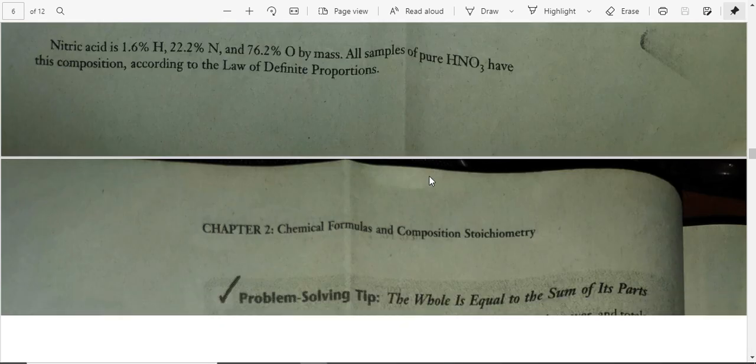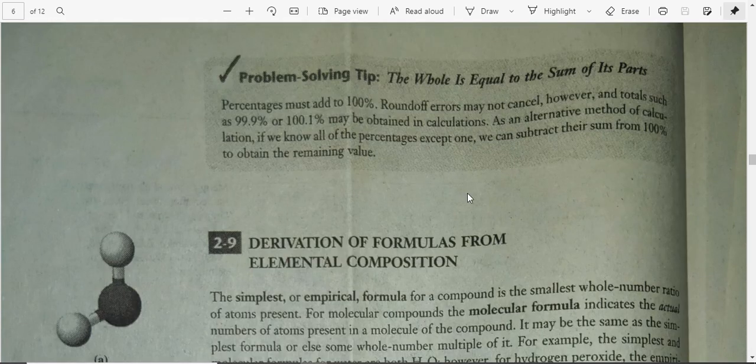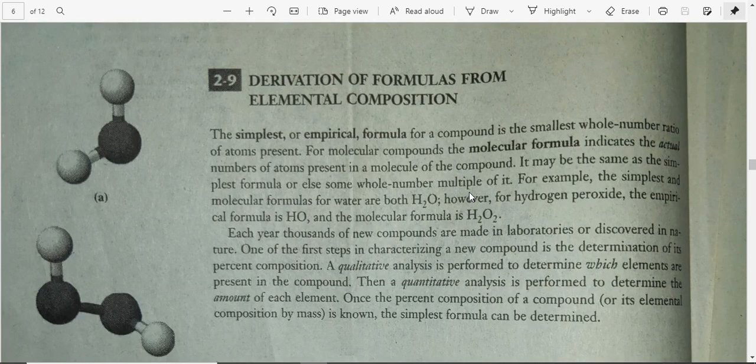Next. Okay, next yung discussion is the derivation of formulas from your elemental composition. You have your simplest formula, or yung tawag sa other name is empirical formula. Formulas of compounds with a smaller whole number ratio of your atoms for molecular compounds. And the molecular formula indicates the actual number of your atoms in the molecule of your compound. So you have your molecular formula and also your empirical formula.